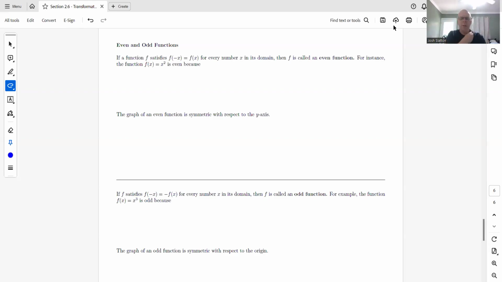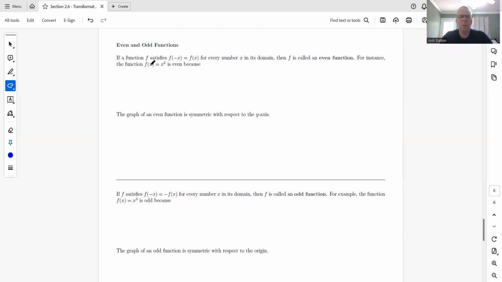Okay, so for this last section, we're going to talk about even and odd functions. Just like numbers, functions can be even and odd, although some functions are neither. So they're a little bit different that way. But look at this first definition. If a function f satisfies this equation, f of negative x equals f of x for every number x in its domain, f is called an even function.